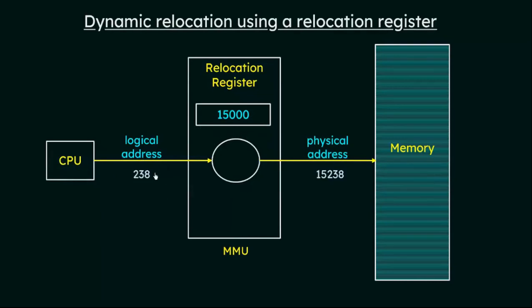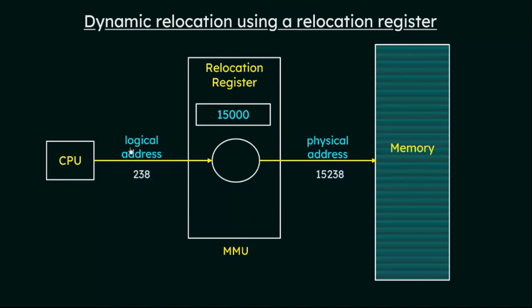So what we are going to do is add the logical address to the address that is present in the relocation register. Here we have 15000. The logical address is 238. If we add them, we get 15238, which will be the corresponding physical address for this logical address.